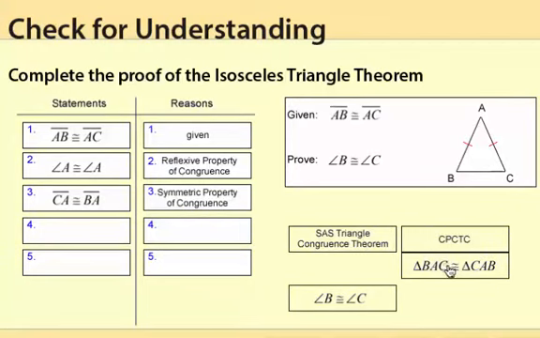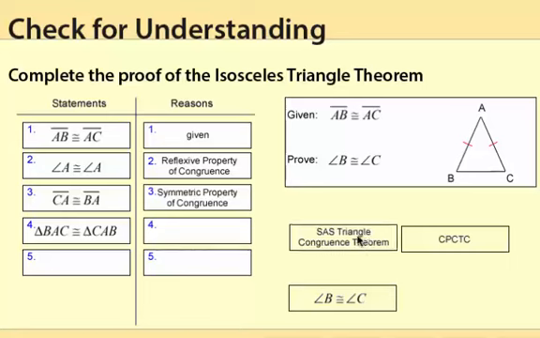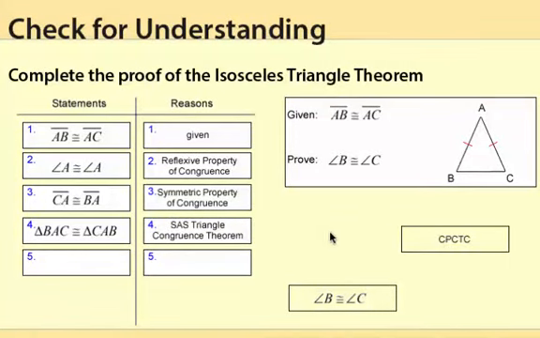Now the next statement, we can go ahead and conclude this statement. We have triangle BAC congruent to triangle CAB. So essentially, it is the same triangle, but the letters are in a different order. You're going the other way around. And that's by the side angle side triangle congruence theorem.